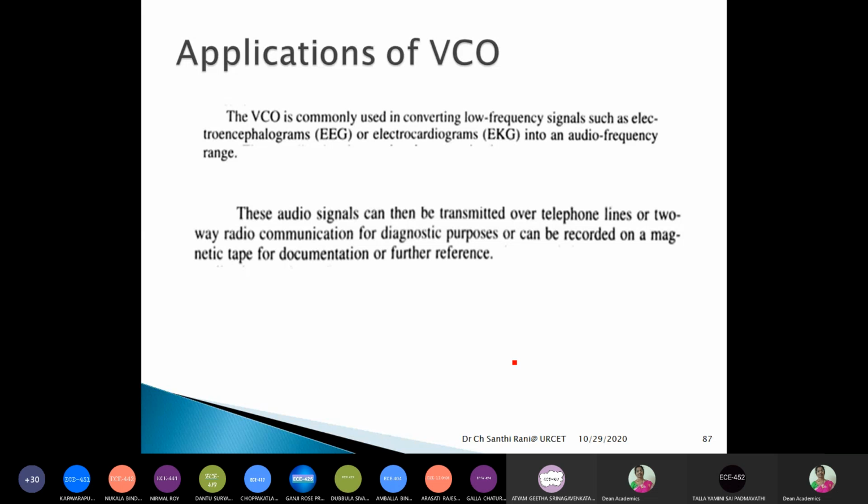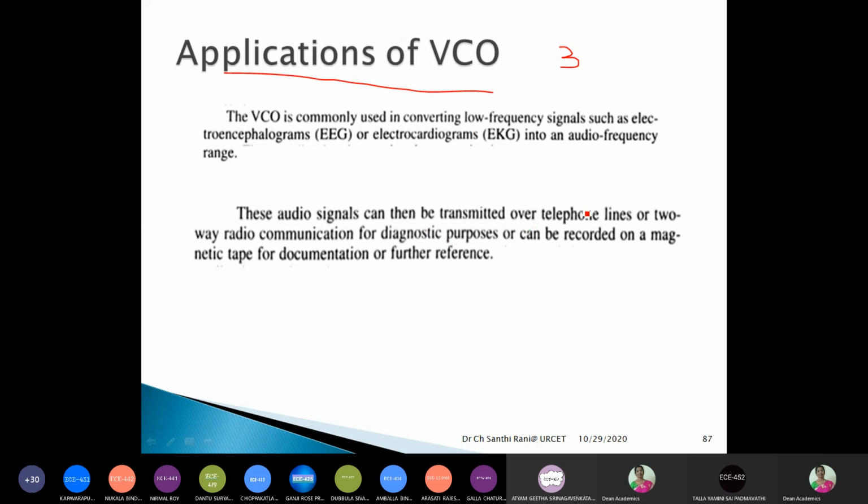Most of the time, in your previous papers, "What are the applications of VCO?" is repeatedly asked as a short answer question. Short answer question means not so simple, 3 marks. So now let us concentrate on the applications of VCO.